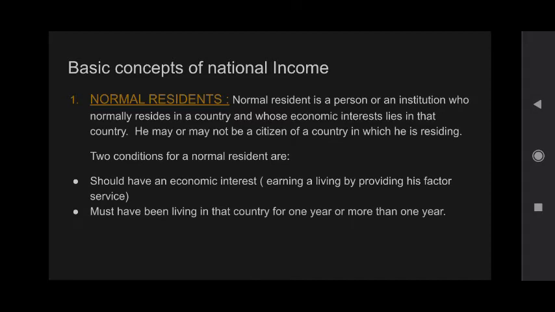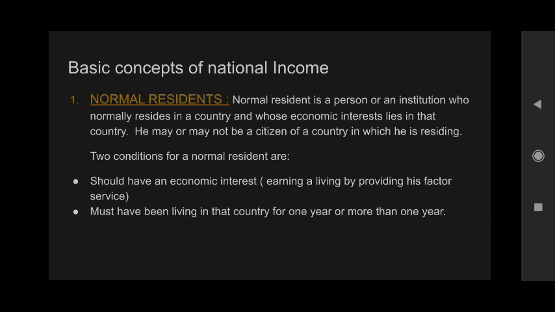So the first condition is that that individual or a person or an institution should have an economic interest. That means economic interest means that he is earning a living by providing his factor services in that country. And the second condition says that he should be living in that particular country for 1 year or more than 1 year. So if these two conditions are being fulfilled, these people or institution is known as normal residents of that country in which they are living.